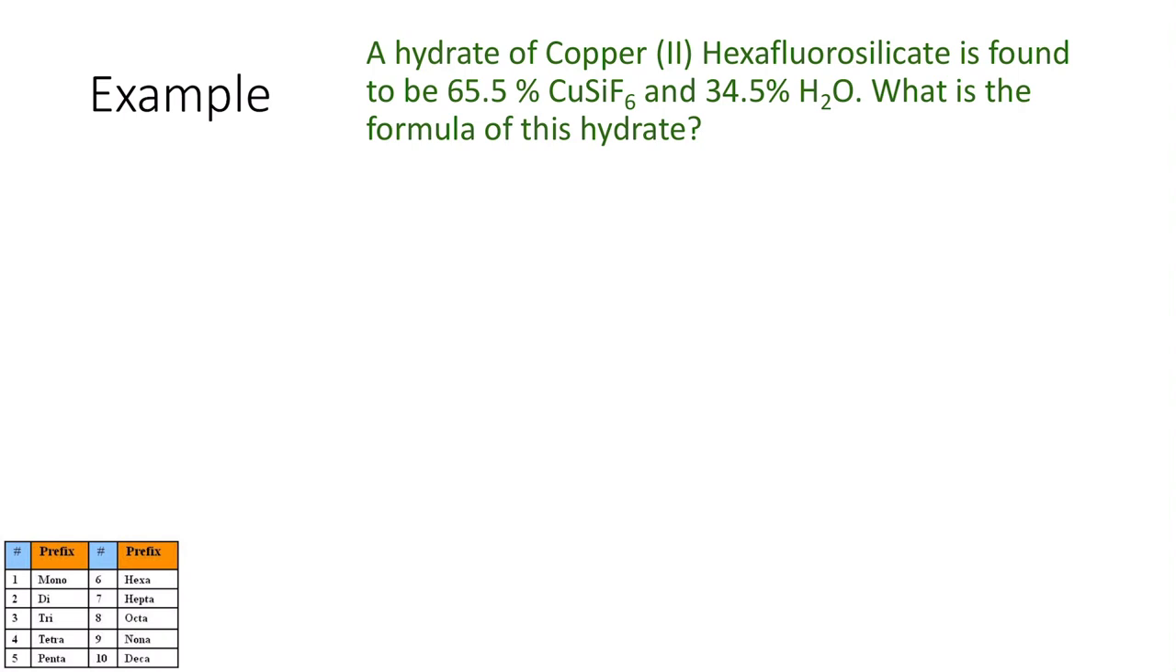All right, so this first example says a hydrate of copper 2 hexafluorosilicate is found to be 65.5% copper 2 hexafluorosilicate and 34.5% water. What is the formula for this hydrate? So what I want to do is I'm just going to write down the information I have.